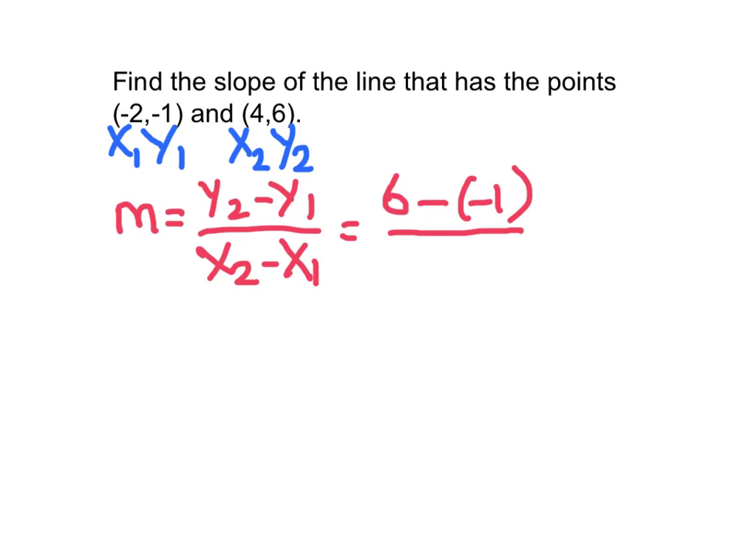Notice how I did that. The formula has a minus sign, but what am I subtracting? Well, I'm subtracting a negative 1, so I need to put a parenthesis around the negative 1. All right, x sub 2 is 4, and x sub 1 is negative 2. Now let's simplify. Well, 6 subtract a negative 1 is the same as 6 plus 1, so that's 7. And then 4 subtract negative 2 is the same as 4 plus 2. That equals 6. So the slope of our line is 7/6.